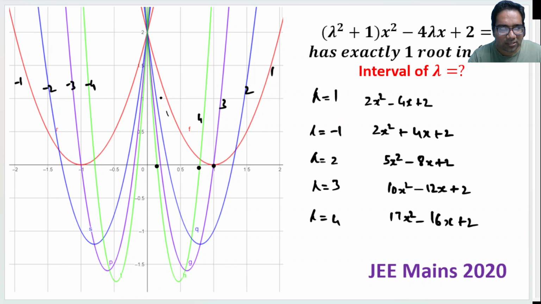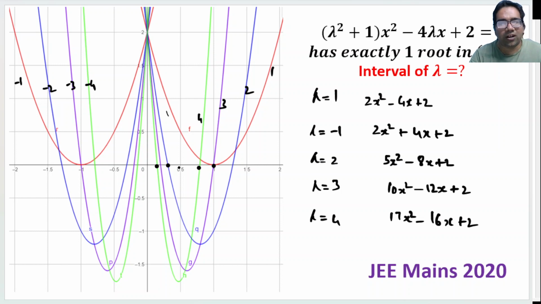For example, for this blue line, one root is here, one root is between 0 and 1, and another root is above 1, after 1. We want this kind of blue lines. That is the question. Now, how exactly do you find what is the range? If you notice, one point is always 2.